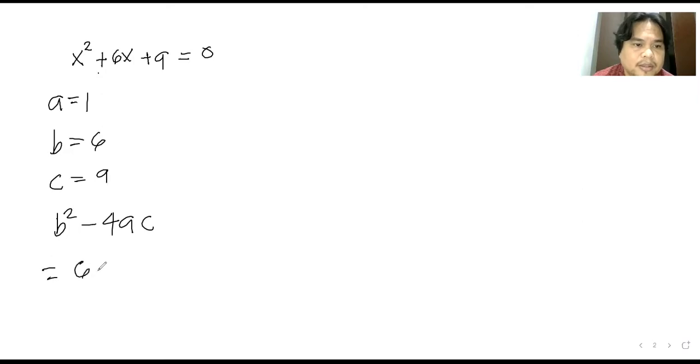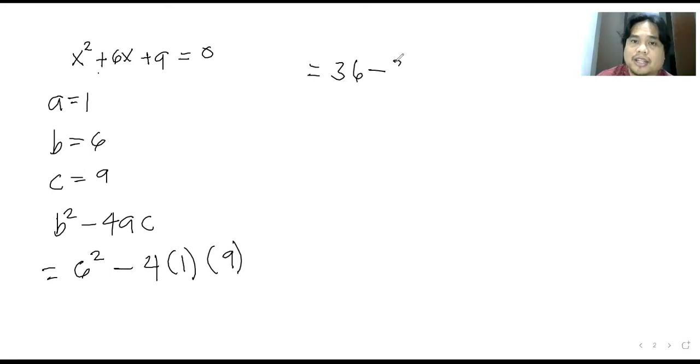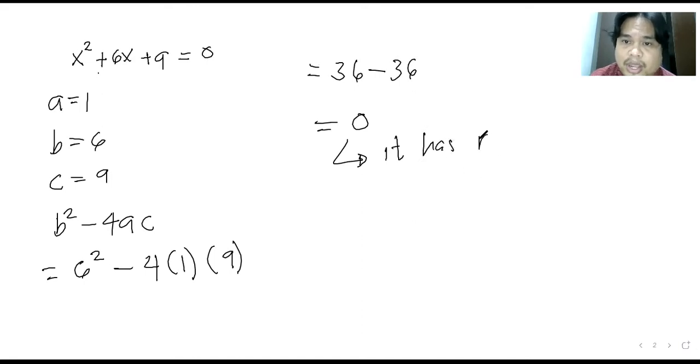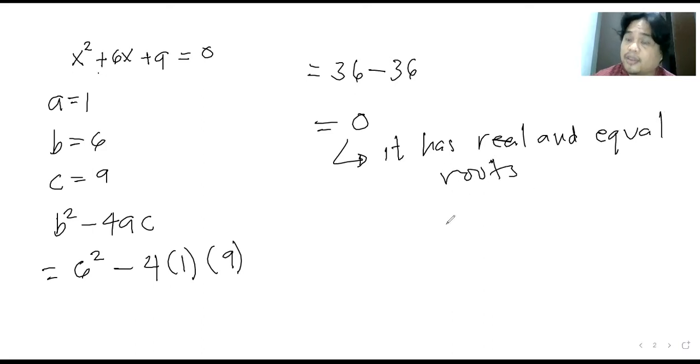B is 6 squared minus 4, your a is 1, and then your c is 9. And then just further evaluate. 6 squared, you have 36. Minus 4 times 1, 4 times 9, that's another 36. And then it equals 0. So as you can see, your discriminant here is equal to 0. So what does it mean? It means that it has real and equal roots, right? In other words, it has only one unique solution.